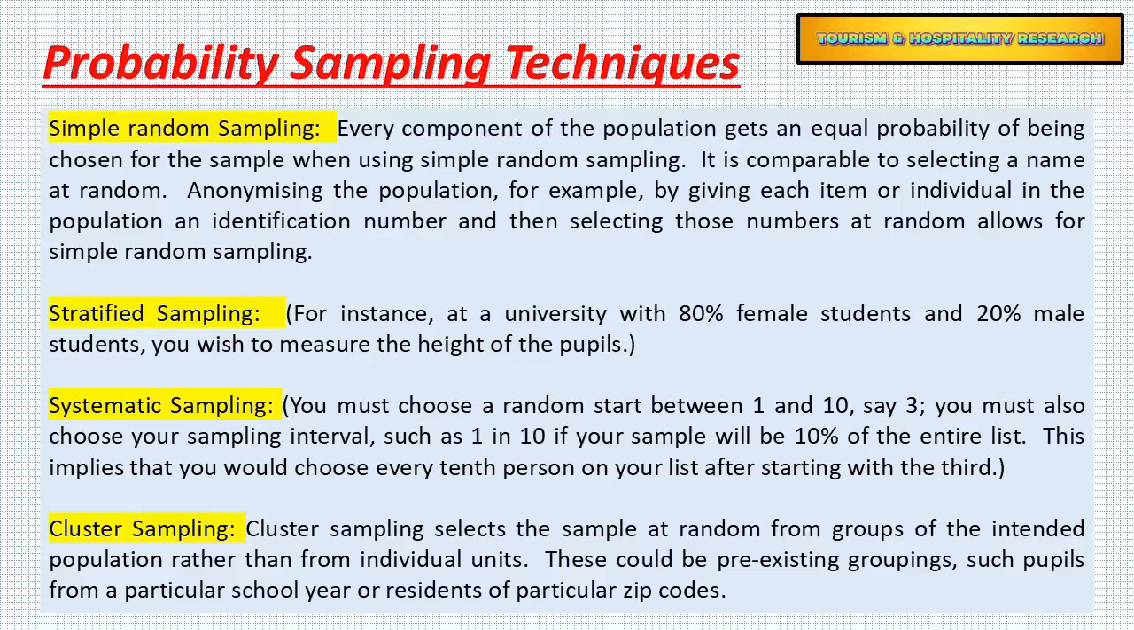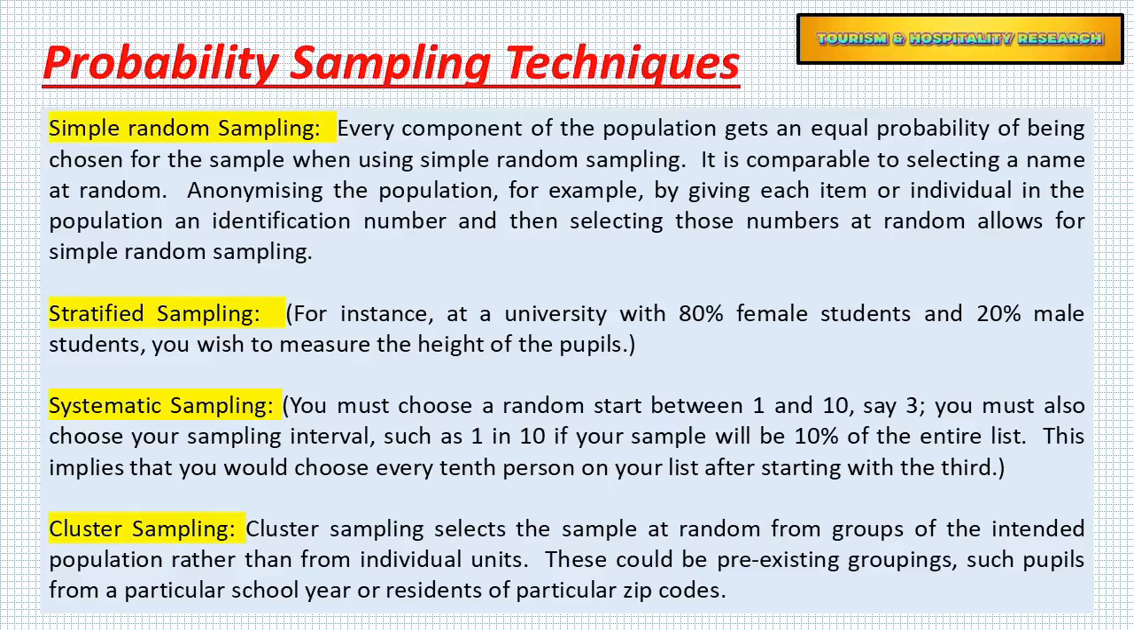You must also choose your sampling interval, such as 1 in 10 if your sample will be 10% of the entire list. So if the entire sampling frame from which I can get the respondents is, for instance, 3000, and I plan to collect 300 samples from that sampling frame, this implies that I would choose every 10th person on the list after starting with the third.